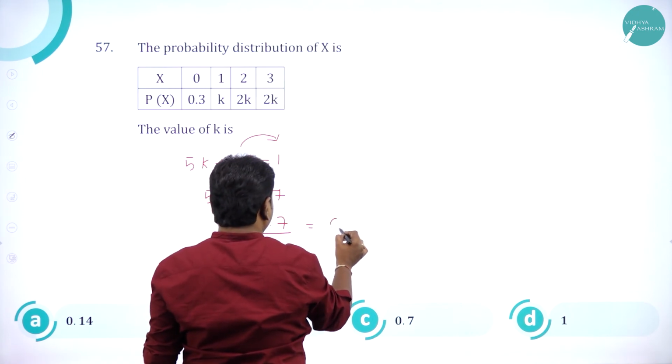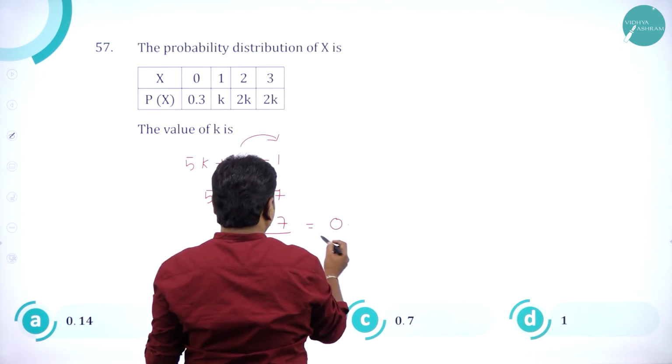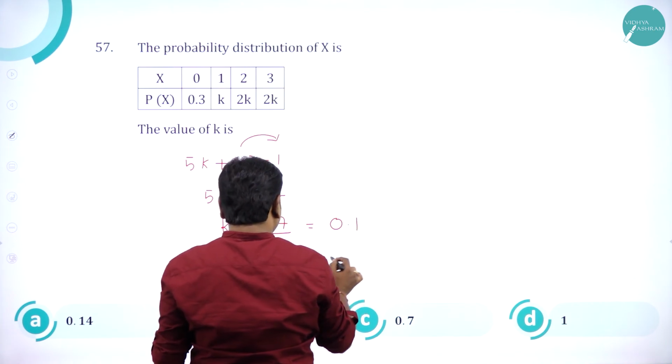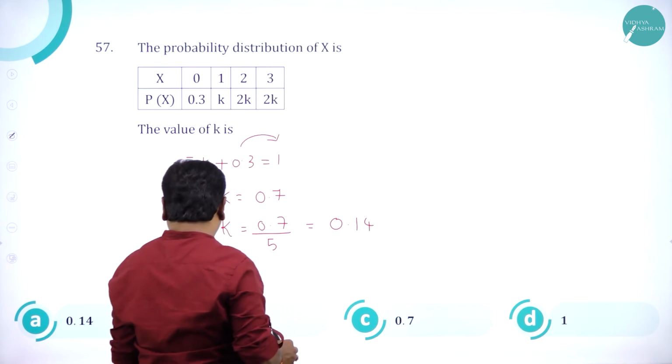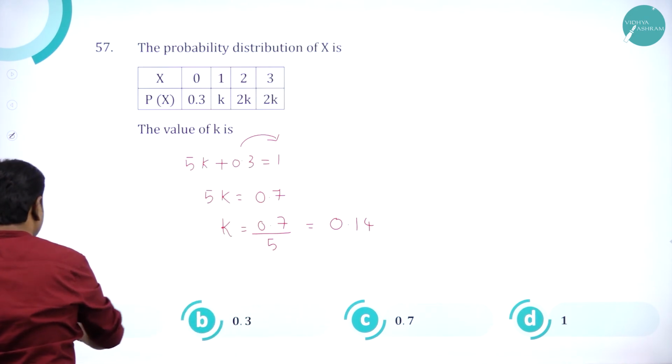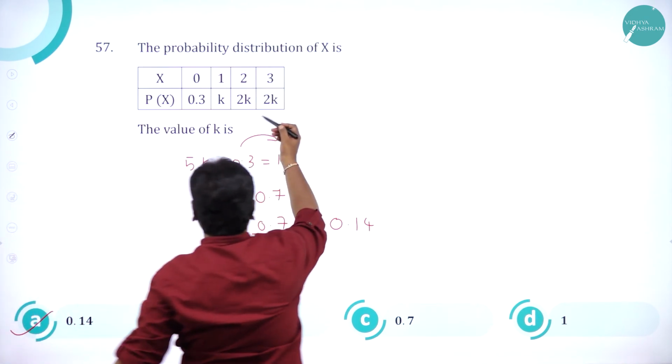If you further divide 0.7 by 5, it will become 0.14. Do we have 0.14? Yes. So the sum of the probabilities is 1.